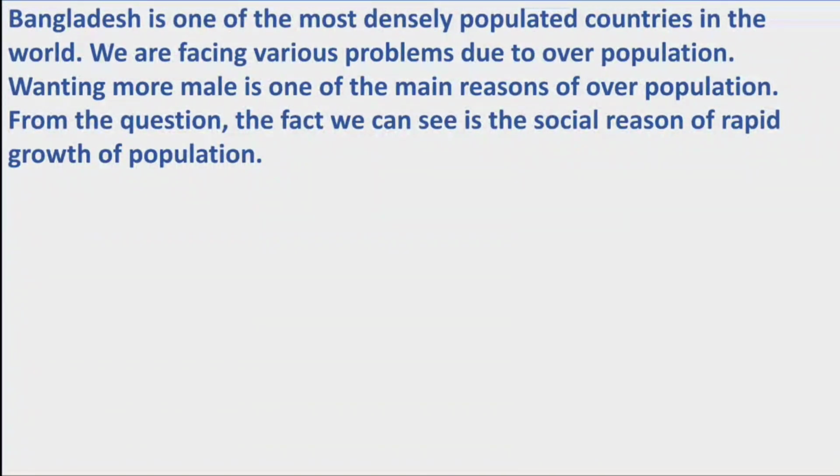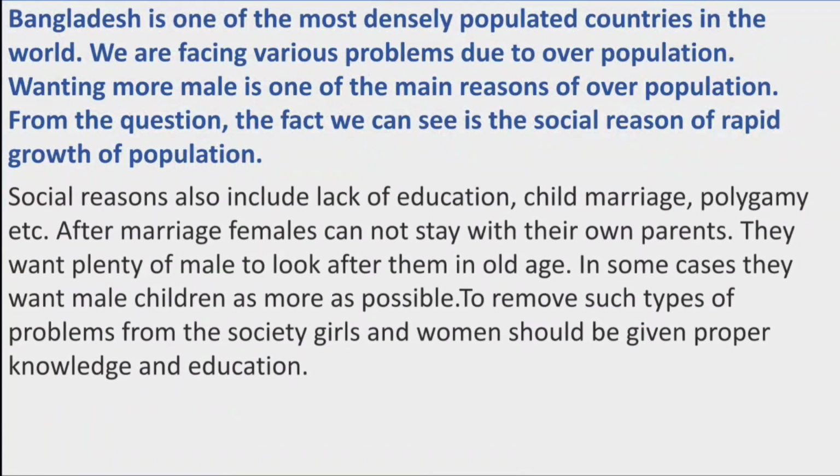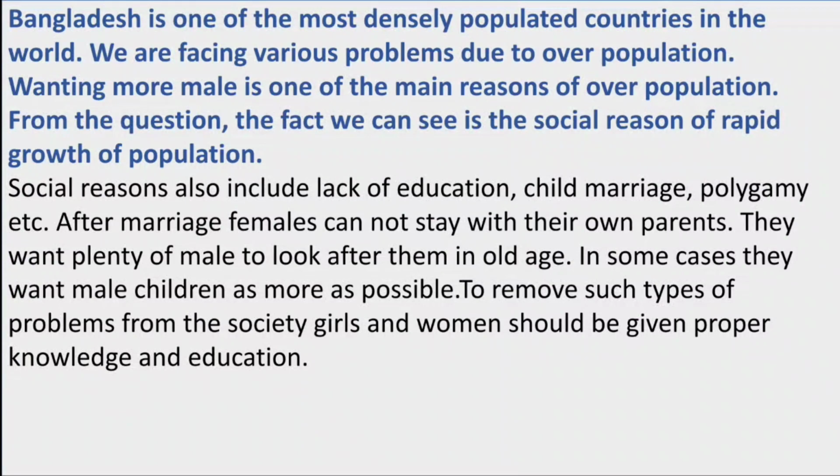From the question, the fact we can see is the social reason of rapid growth of population. Social reasons also include lack of education, child marriage, polygamy, etc. After marriage, females cannot stay with their own parents. They want plenty of male to look after them in old age. In some cases, they want male children as more as possible.